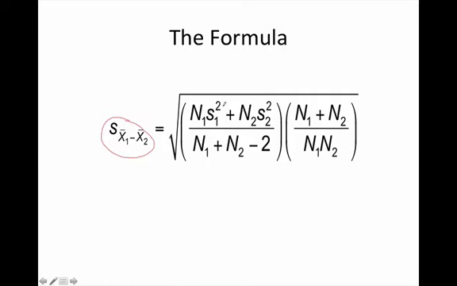After I'm finished with that, I'm going to come over here and do this part. So I'm going to add the two sample sizes together, and then I'm going to divide by the product of the two sample sizes. Once I have everything in this parentheses completed and everything in this parentheses completed, then I'm going to multiply these two together. And then finally, I'm going to take the square root of that process.